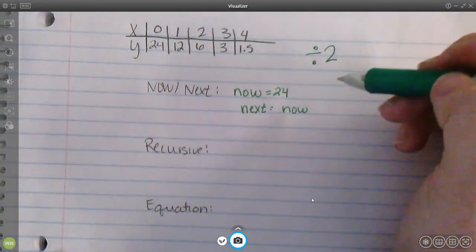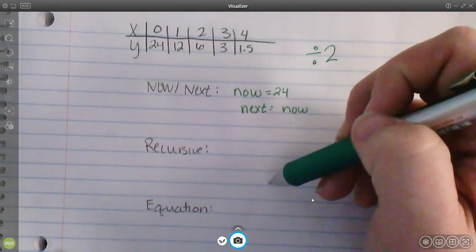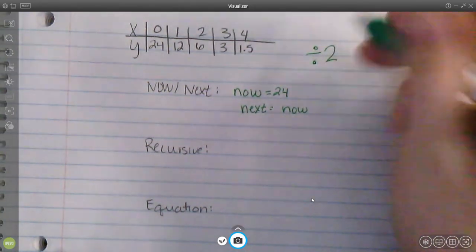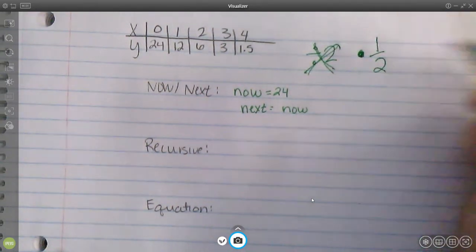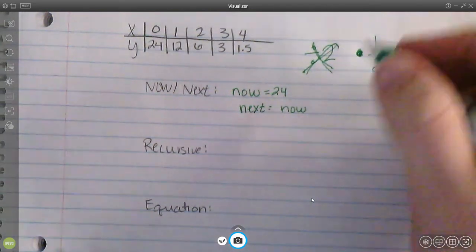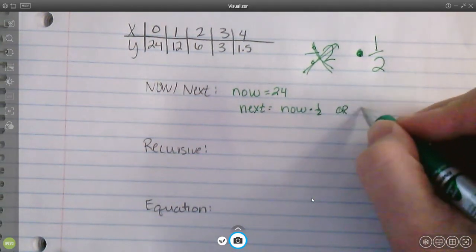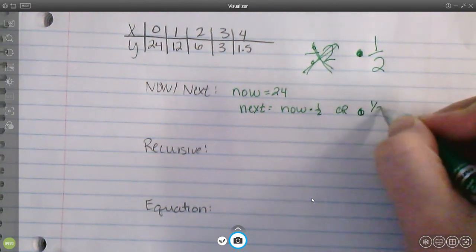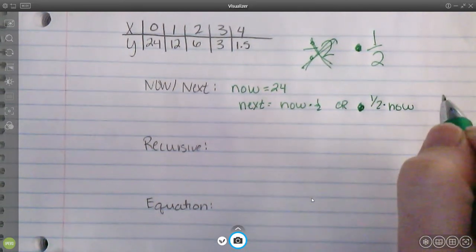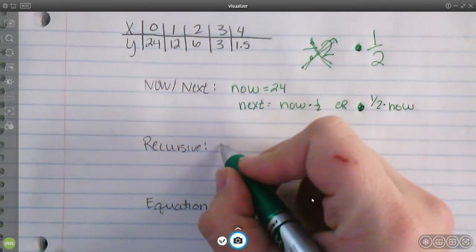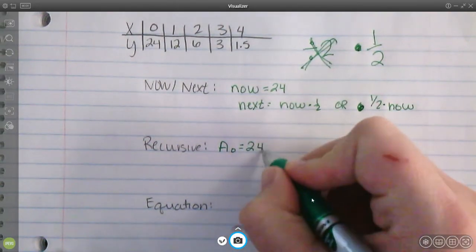So here's the deal. You cannot do any division in now-next, recursive, or in an equation. So instead of dividing by 2, we're actually multiplying by 1/2. So our next is now times 1/2, or 1/2 times now. For our recursive formula, a sub 0 is our initial, so our initial is 24.